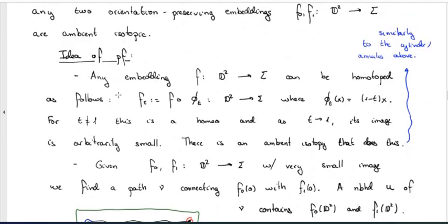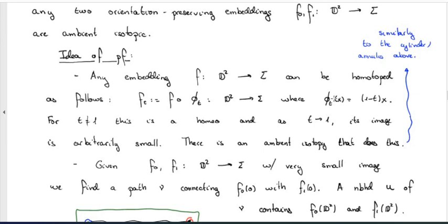So the first observation is the following. If I start with any embedding f of D2 into sigma, then it is possible to homotope f to some other embedding f1 such that f1 has an arbitrarily small image. And what is the idea? Well, you take f and precompose by phi t, where phi t is just a map of the disk to itself that basically just contracts. So phi 0 is the identity, and phi 1 has contracted everything to the origin.